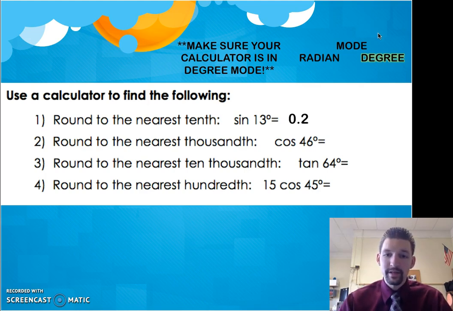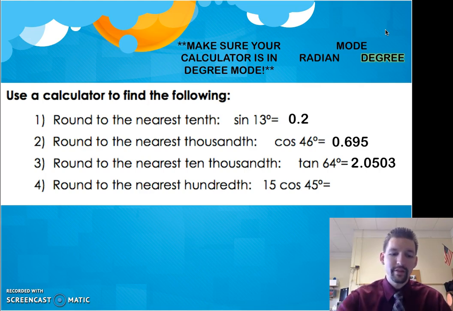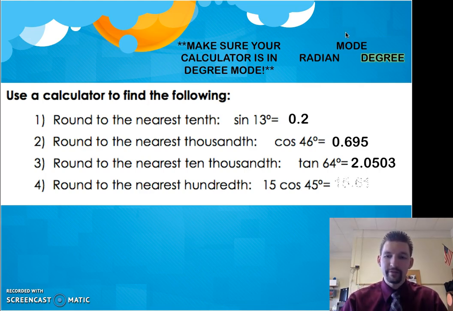Pause the video, please, and complete the next 3, rounding to the appropriate decimal place. Okay, so cosine of 46 degrees will give you 0.695 when rounded to the nearest thousandth. Tan 64 is 2.0503 when rounded to the nearest 10,000th. And 15 cosine of 45 is 15.61 when you round it to the nearest hundredth.